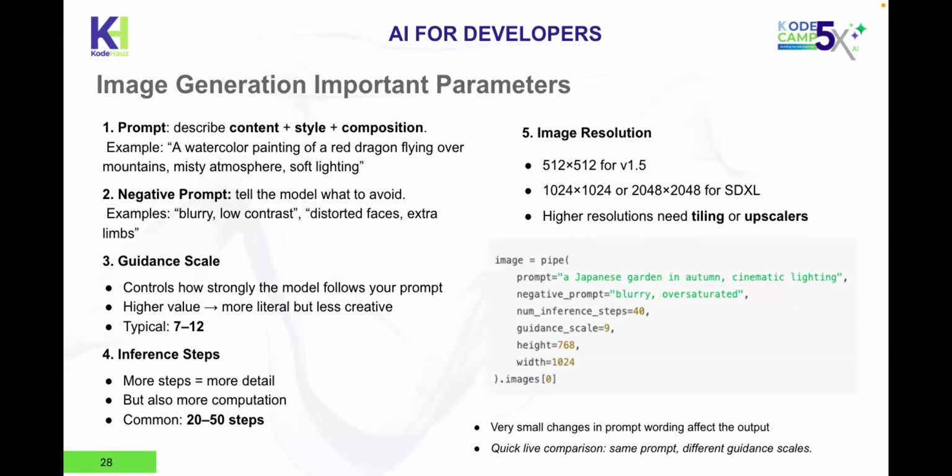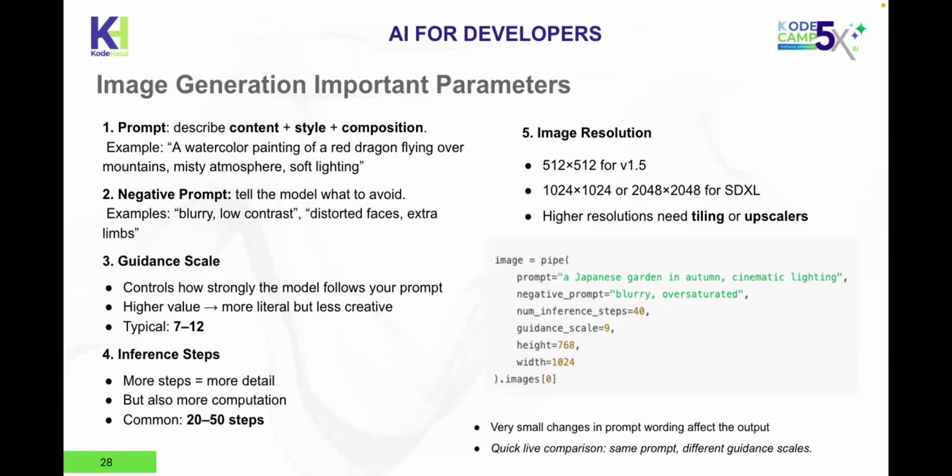So more computation, depending on how good your model is, more computation can take more time, right? In fact, it will take more time. How big your model is, how much compute you have. So if you have more compute, of course, you can do more steps because each step will take less time. So the common values for inference steps is typically 20 to 50 steps.